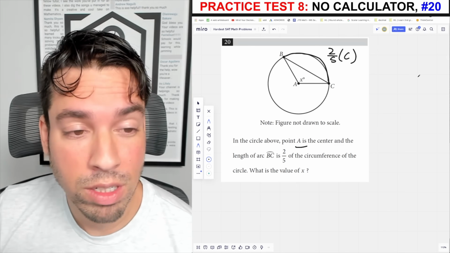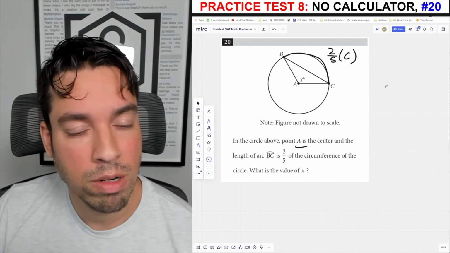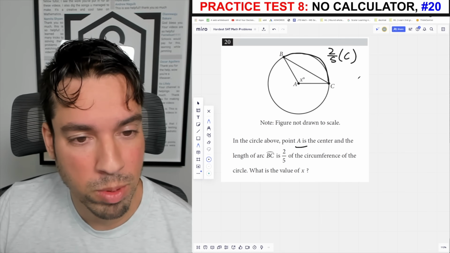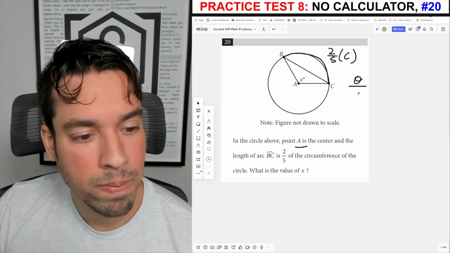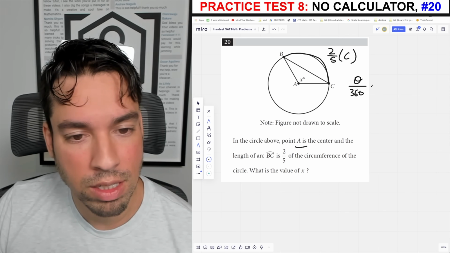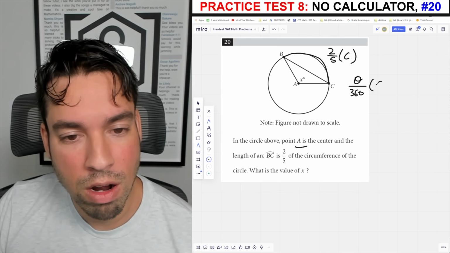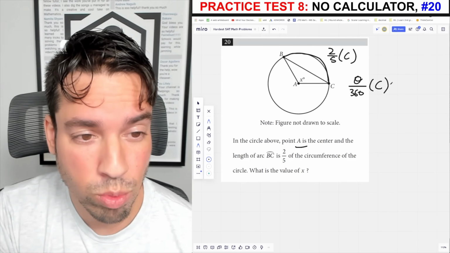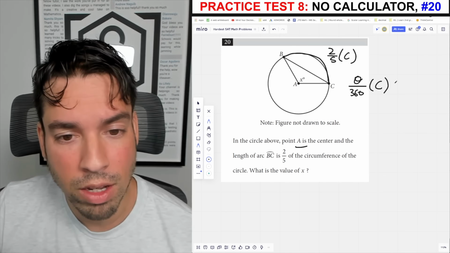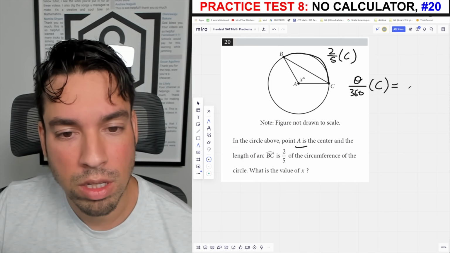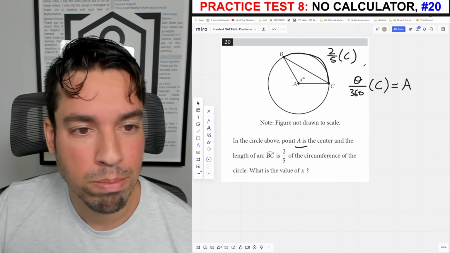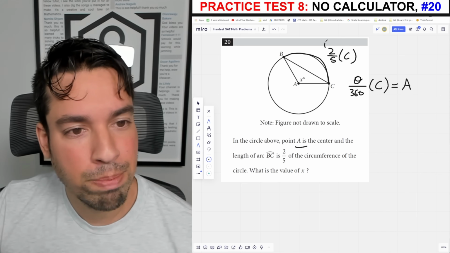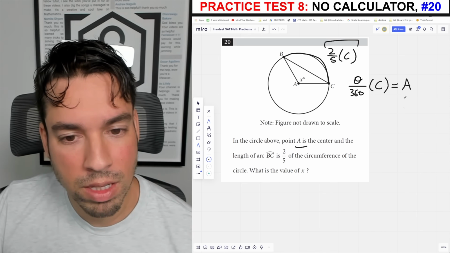Now, what I would do in this situation is immediately, since we're talking about arc length, go to my arc length formula, which is central angle over 360 times the circumference. Normally I would put 2 pi r in, but I'm not going to do that here because we're talking in terms of the circumference, equals the arc length. All right, now we can plug and chug. They're giving us BC in terms of the circumference, so I'm going to leave it like that.